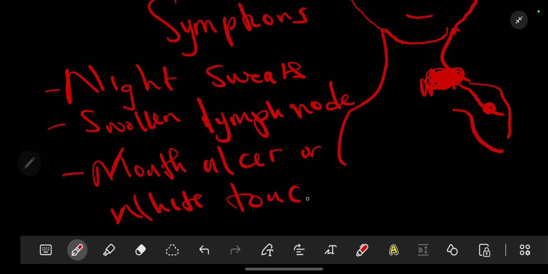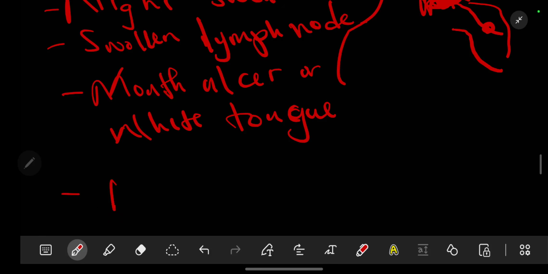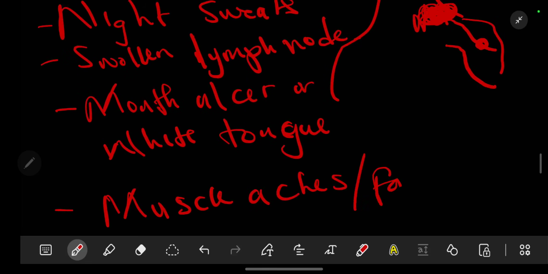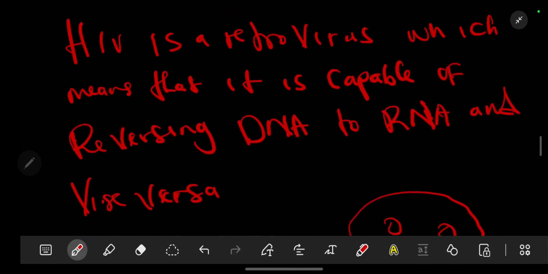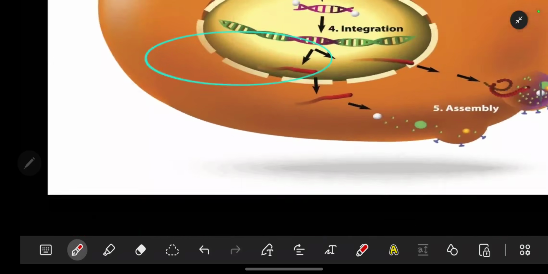So now, the other series of events, before we look at that, we can also have the muscle aches. So these muscle aches are pains and also just generally fatigue, being tired even though you are not doing any work. So those are some of the symptoms.